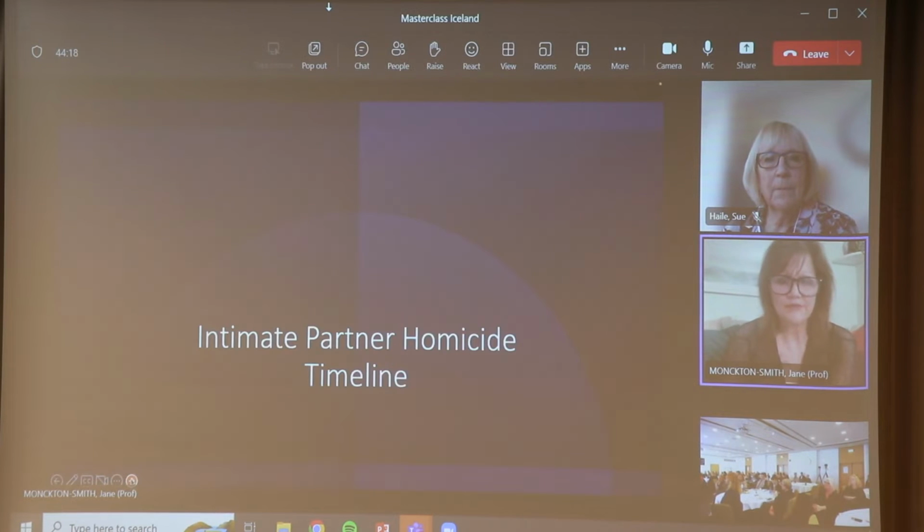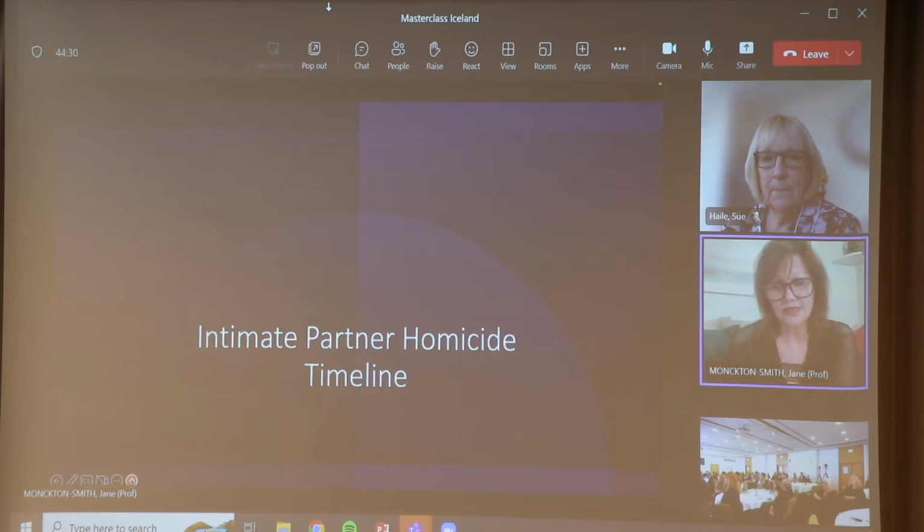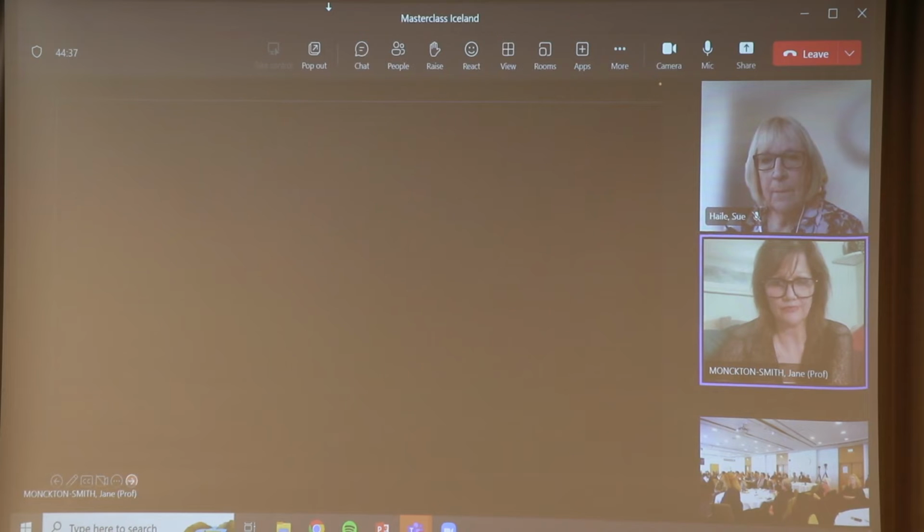So I think we can move on now to the timeline itself. The timeline is a sequence made up of 8 clear stages. Each stage represents an escalation in risk to the victim. I'm just going to play this very short film which shows all of the 8 stages, one after the other, before we start talking.